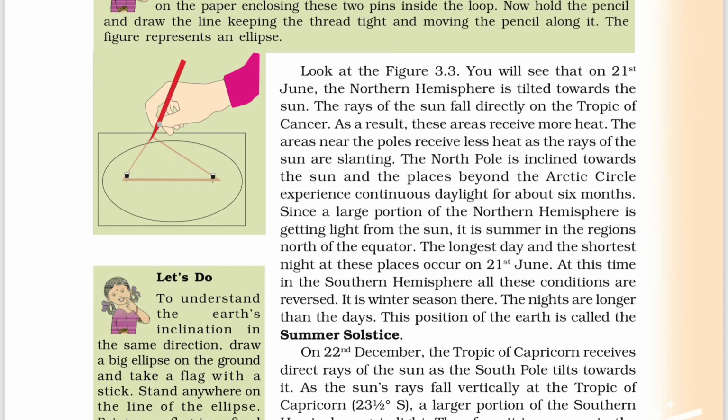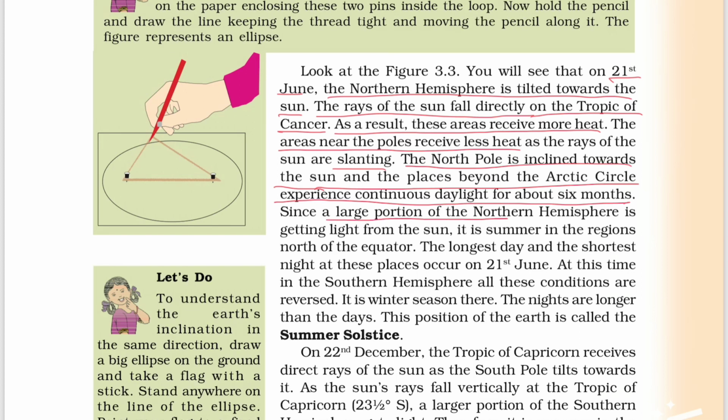Here you can see, on 21st June, the northern hemisphere is tilted towards the Sun. The rays of the Sun fall directly on the Tropic of Cancer. As a result, these areas receive more heat. The areas near the poles receive less heat as the rays of the Sun are slanting. The North Pole is inclined towards the Sun, and places beyond the Arctic Circle experience continuous daylight for about 6 months.